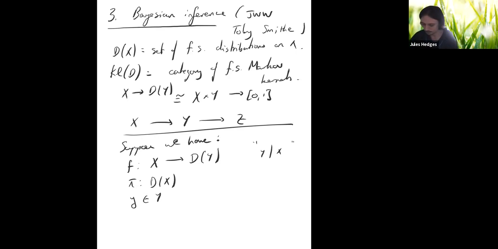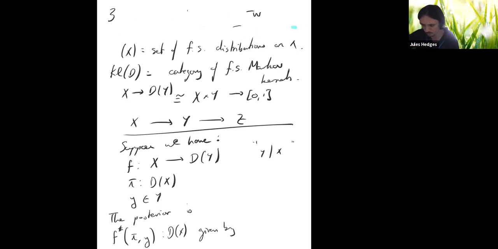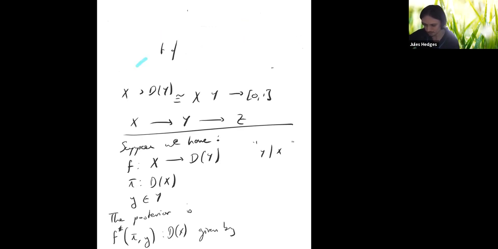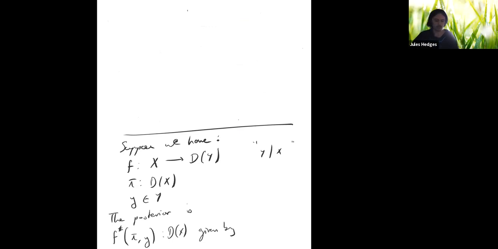And I'm going to call this thing f sharp of pi and y. This is going to be a distribution on X given by, now I've run out of space, so I'm going to go up here. This is a terrible way to do it. So Bayes' law tells you this thing.